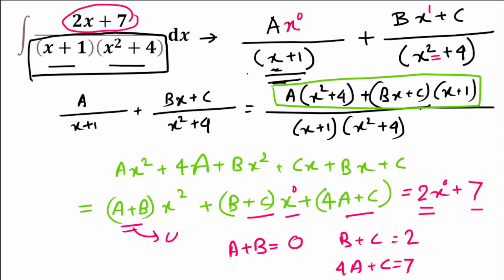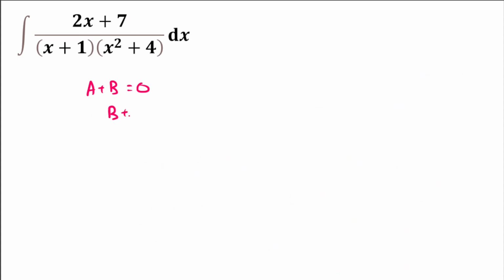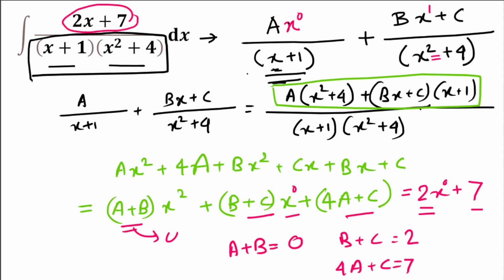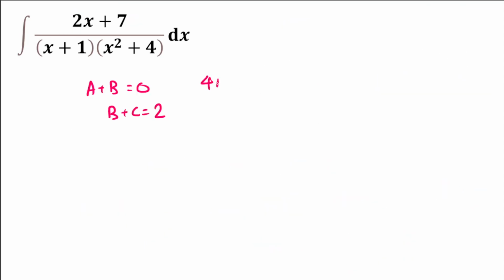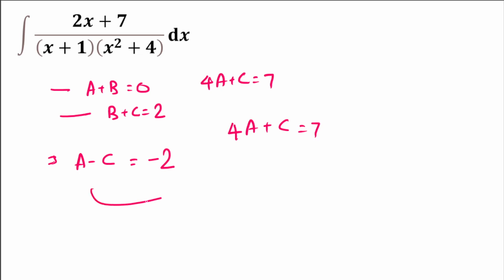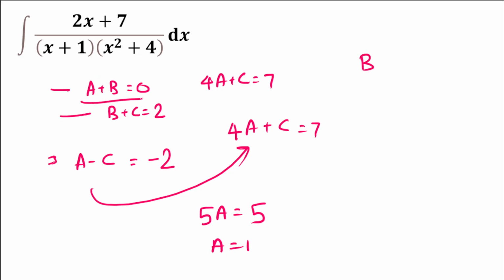Now A plus B equals 0, and what is the other? B plus C equals 2, right? And another is 4A plus C equals 7. Now we'll solve this by subtracting this with this. So it turns out to be A minus C equals minus 2. 4A plus C equals 7. Now if you add these two terms, what it turns out to be is 5A equals 5. Therefore A equals 1. Now A equals 1, so from this equation we can say B equals minus 1, and from this equation we can see C equals 2 plus 1, that is 3.